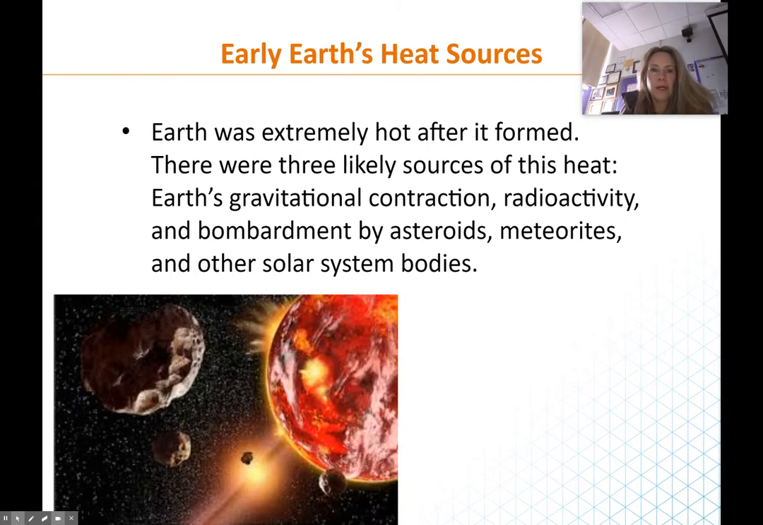All right, so heat sources for the Earth. The Earth does have heat internally, and that comes from the core. There's a combination of things. Gravitational contraction: as gravity pulls things together, it creates more pressure, which creates more heat. Radioactivity: those are things like uranium breaking down, and that gives off heat. Asteroids, meteorites, things that hit the Earth, those create heat as well. And so those are different ways that Earth's heat sources have come to be.